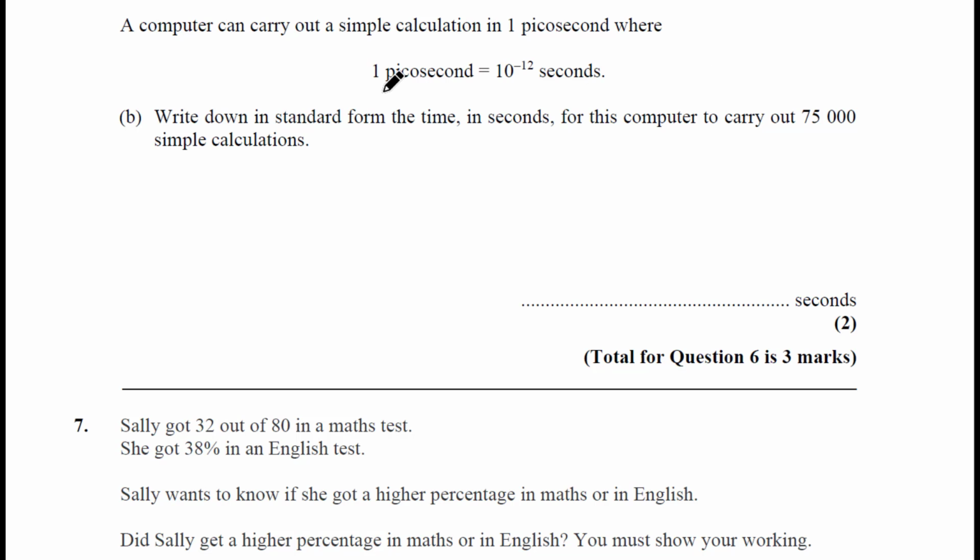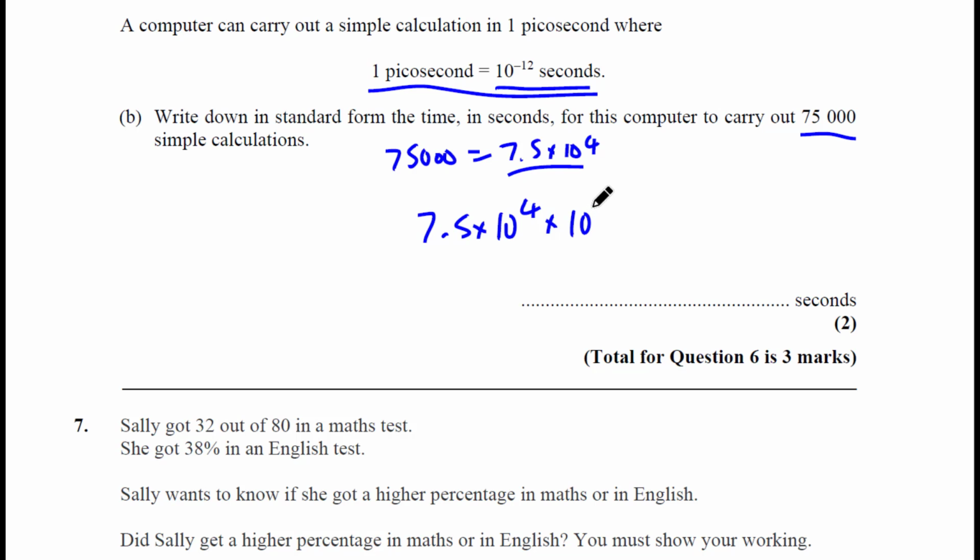Right, so don't worry about the words, just have a look. All we know is 1 picosecond is 10 to the power minus 12 seconds, and we're working out how long it takes to make 75,000 simple calculations. Now our answer from before is going to help. So that means we're going to multiply this number by 10 to the power of 12. Just writing this will give you your method mark.